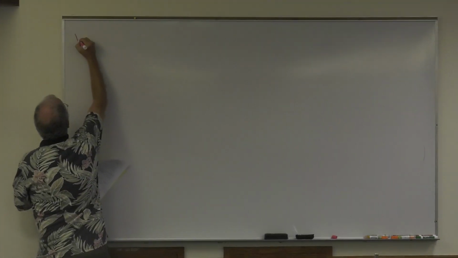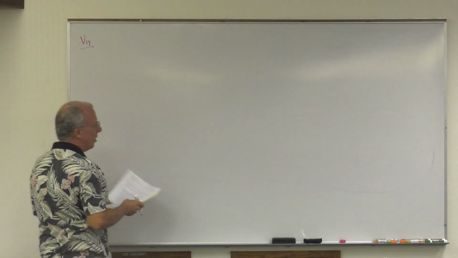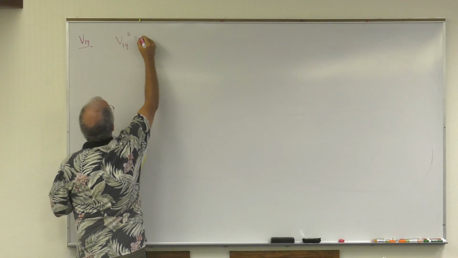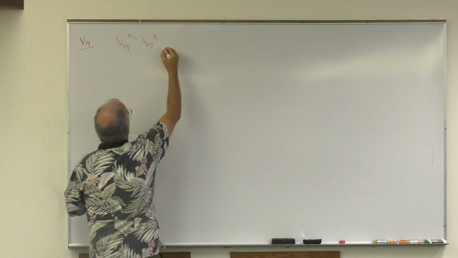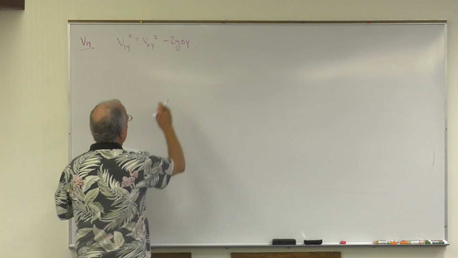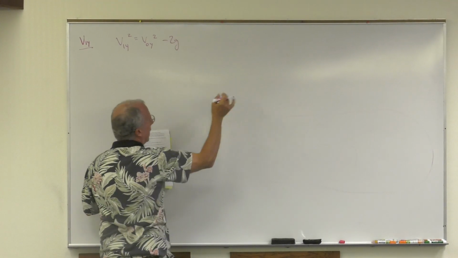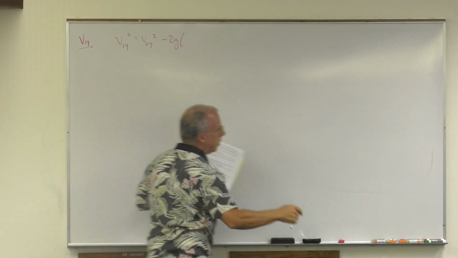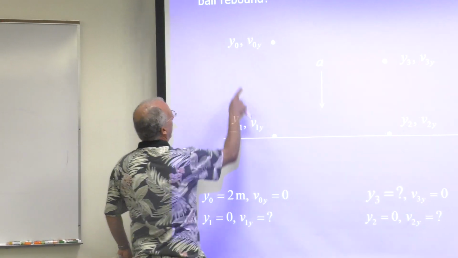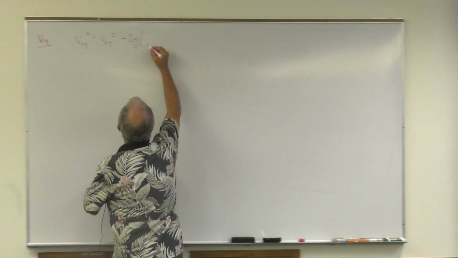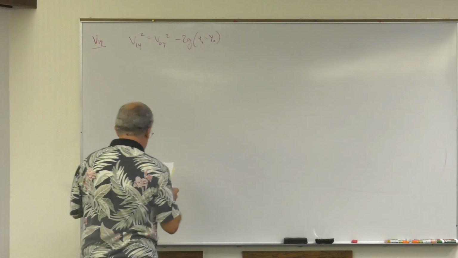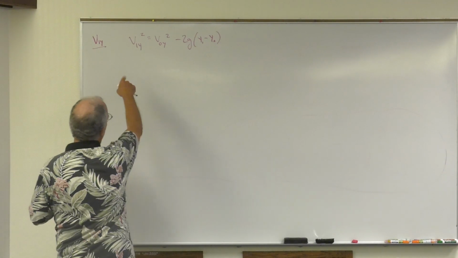Okay, so v1y. That's just good old kinematics. We can handle it. So v1y squared equals v0y squared minus 2g delta y, correct? Now, let's be a little careful. I don't want to just say delta y. Rather than saying delta y, I'm going to say y final minus y initial, so y1 minus y0. Then we won't get mixed up. Okay, so we just want v1y, so we just take the square root.